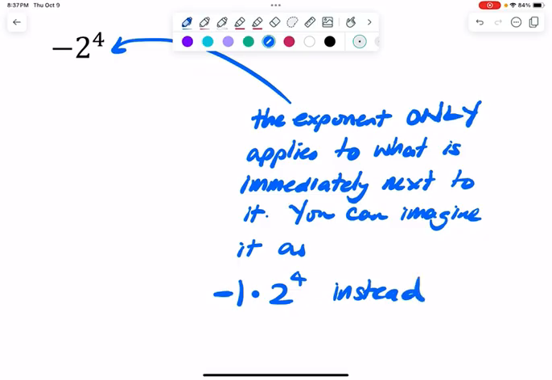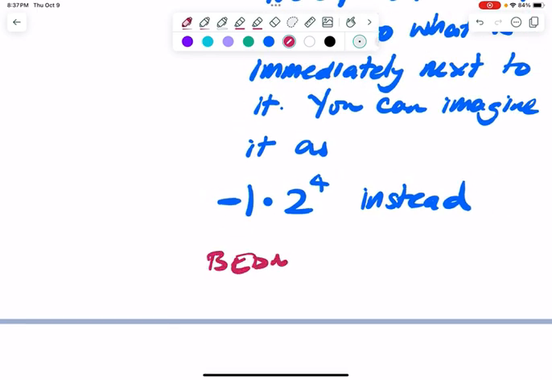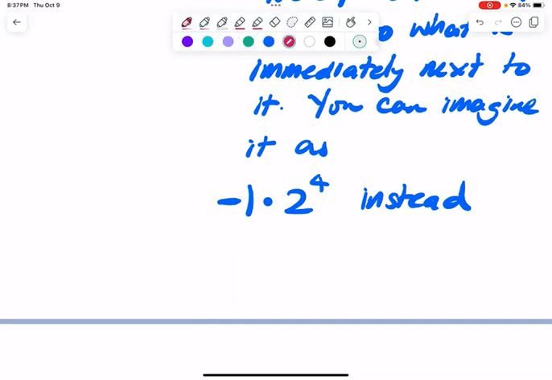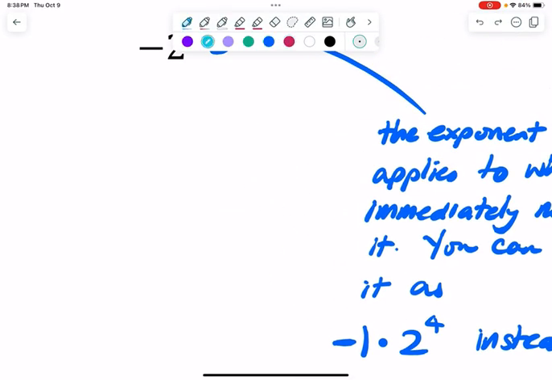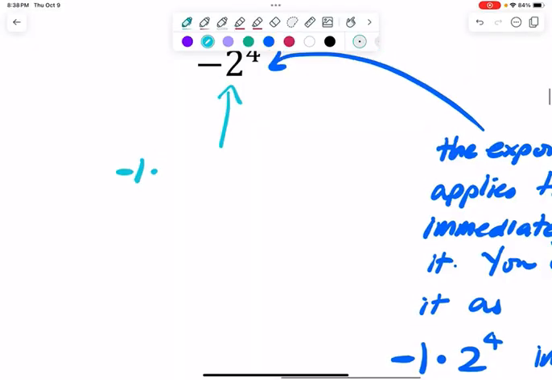Because writing it that way, first of all, makes it clear what the exponent applies to, but also we've got an order of operations going on. Good old BEDMAS or PEMDAS, whichever version you're working with in your head brains. But the exponent has to happen before multiplication. So this power of 4 happens and then multiplication by -1. And expanded, you can write this as -1 times 2 to the power of 4.